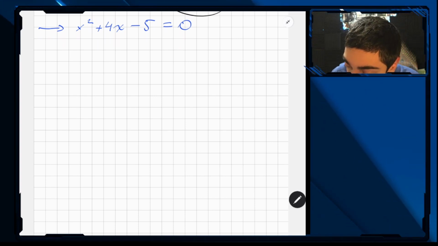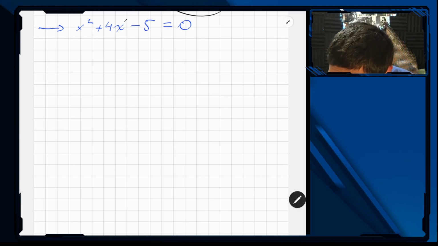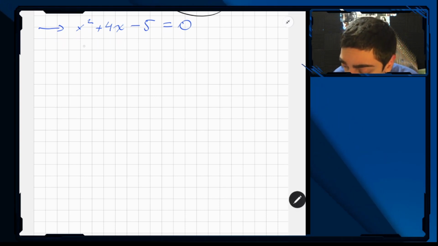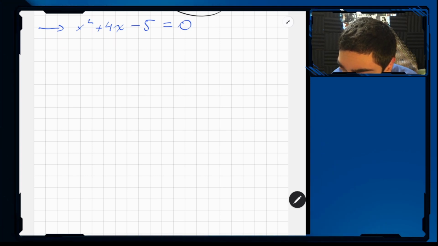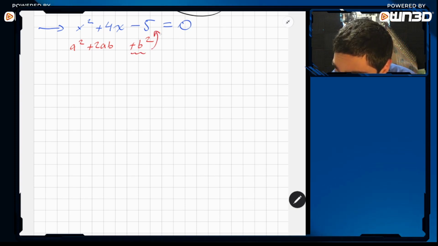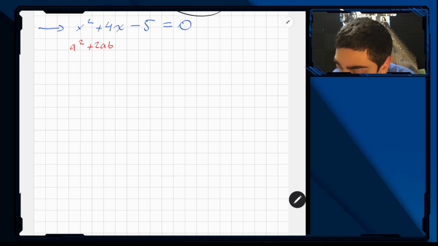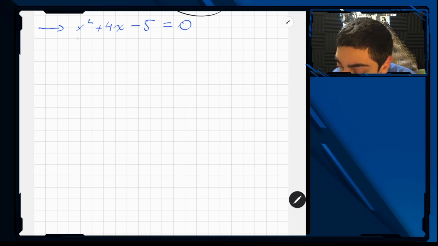Completing the square says, if you have the beginning of what looks like a square, so this is a squared, this is what we're wishing for all the time, a squared plus 2ab plus b squared. If you have the beginnings of this, and you don't really have the b squared, what you do is you hide this minus 5 for now, and you just start with the beginning and you complete this beginning here.